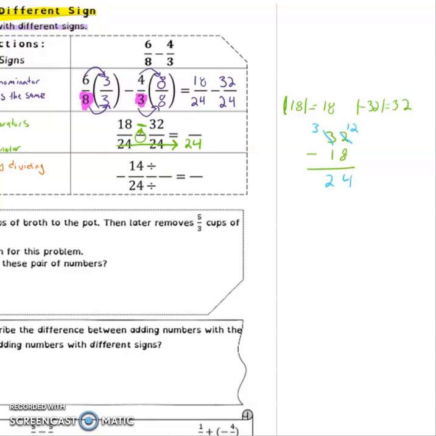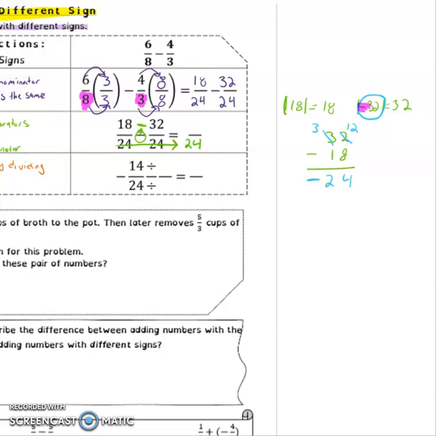32 is my bigger absolute value. So I need to look at the original number inside those absolute values. The original number is negative. So my answer is going to be that negative. Okay. So my number is going to be negative.